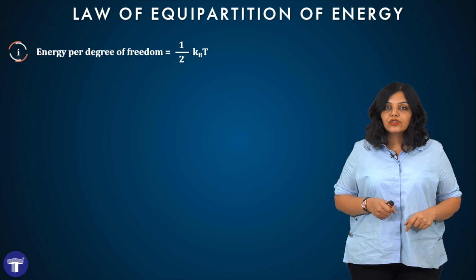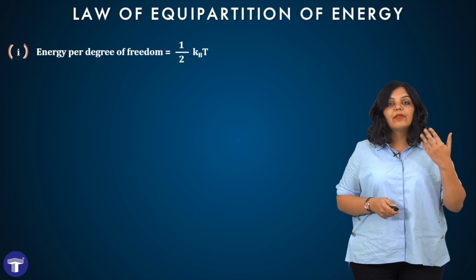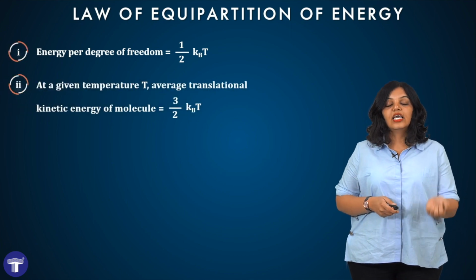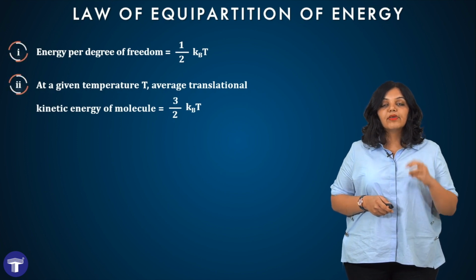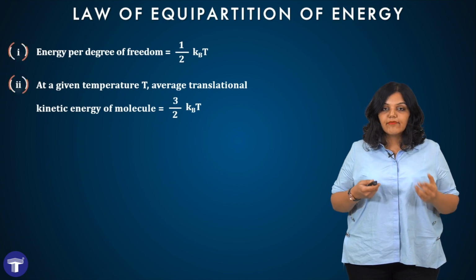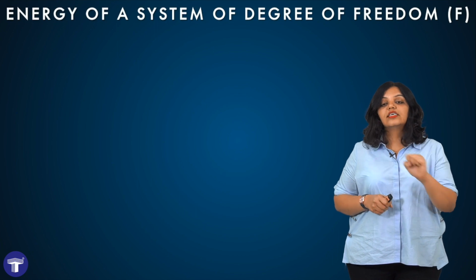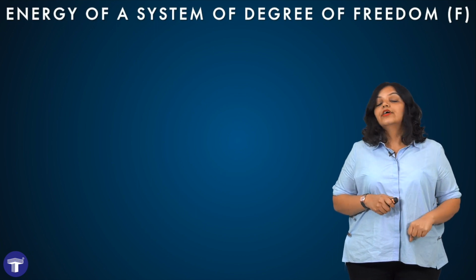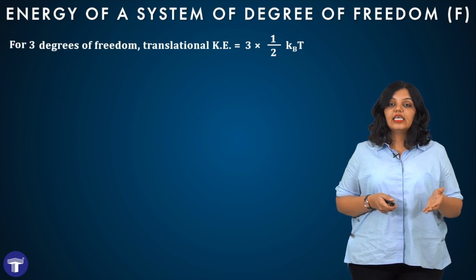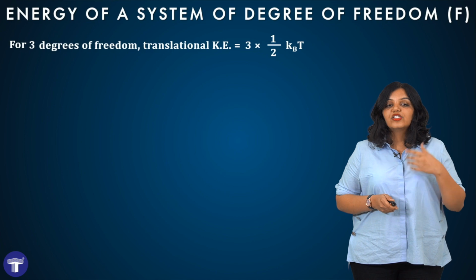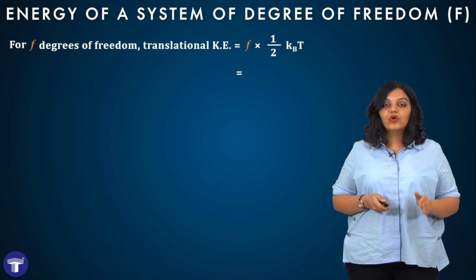And therefore I will go back to the law of equipartition of energy, that is, energy per degree of freedom is half kBT, and because I'm only considering translational motion, then at a given temperature the average KE will come out to be only 3 by 2 kBT, because there are 3 ways in which the particle can move. Now I can also write down the energy of a system if I know its degrees of freedom beforehand. I saw that for 3 degrees of freedom, the KE came out to be 3 by 2 kBT, which means if I have f degrees of freedom, the average kinetic energy will come out to be f by 2 kBT.